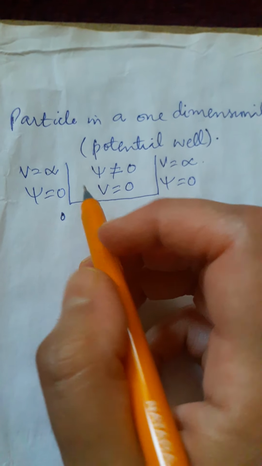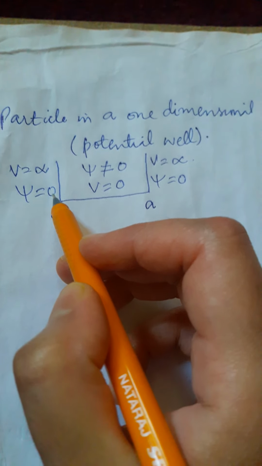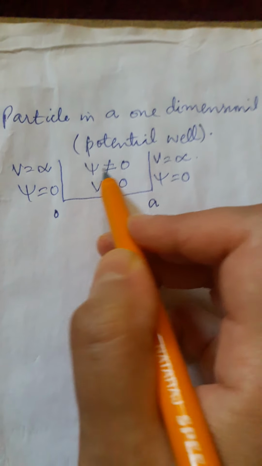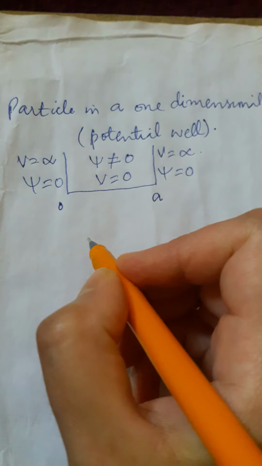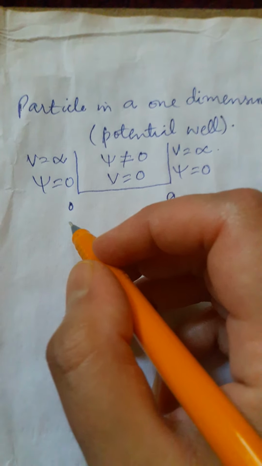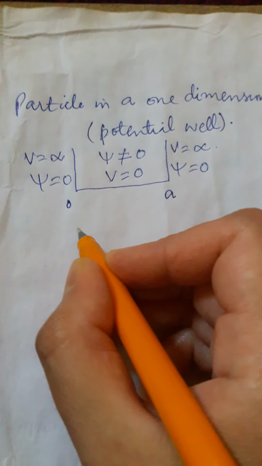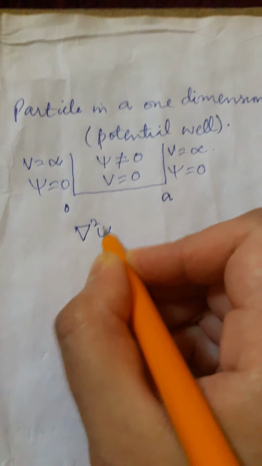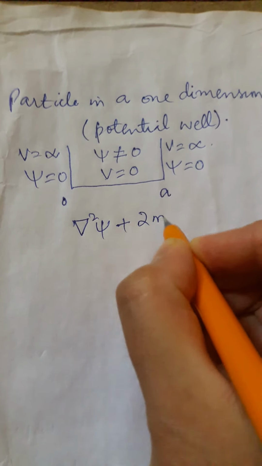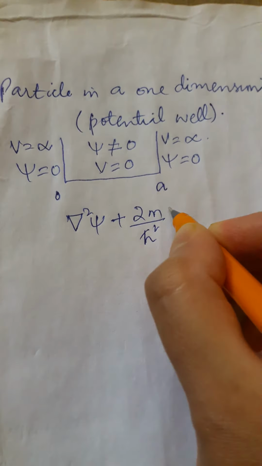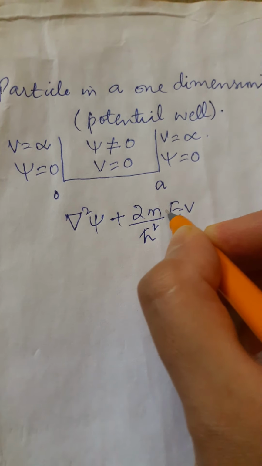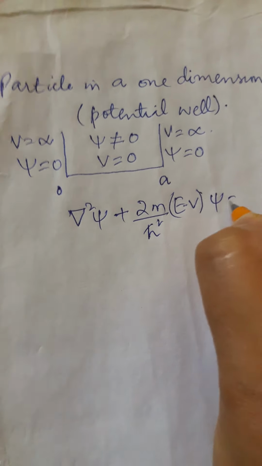So let us recollect it again. If V is infinite, psi is 0. And when V is 0, psi is not 0. Now, let us write the Schrodinger wave equation for this system. We know its general form is del square psi plus 2m by h cross square (E minus V) psi is equal to 0.